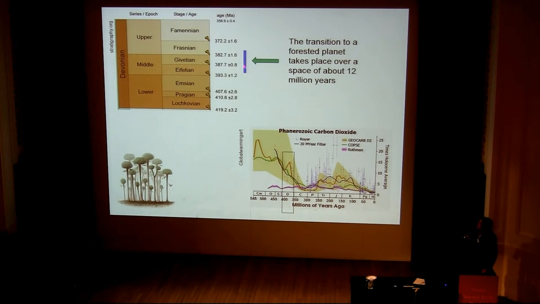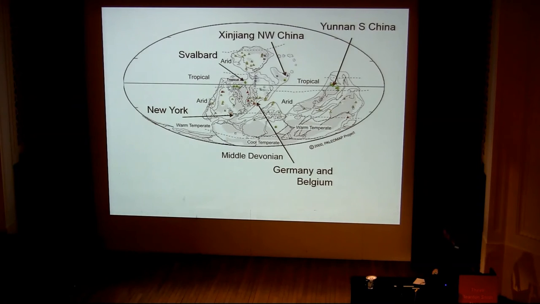For the period of time we're talking about now, I think we should move the origin of forests from where textbooks typically put it, particularly the Famennian, the last part of the Devonian, down into the Eifelian and Givetian, which is the Middle Devonian, and to the very beginning of the Frasnian. So the transition to a forested planet from little plants to big things that we might call trees probably took about 10 to 12 million years during the Middle Devonian.